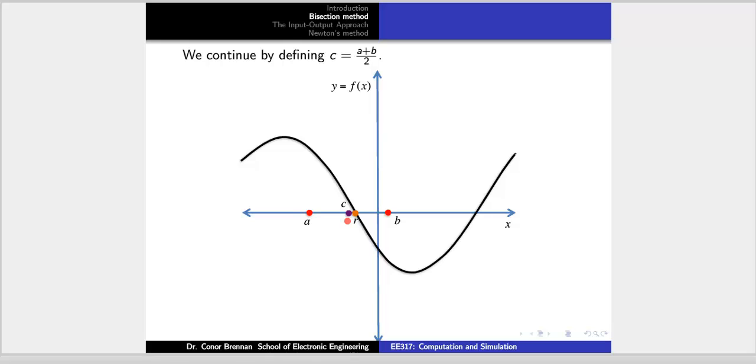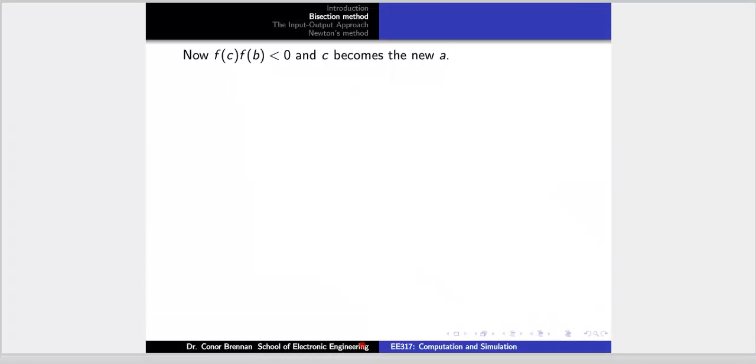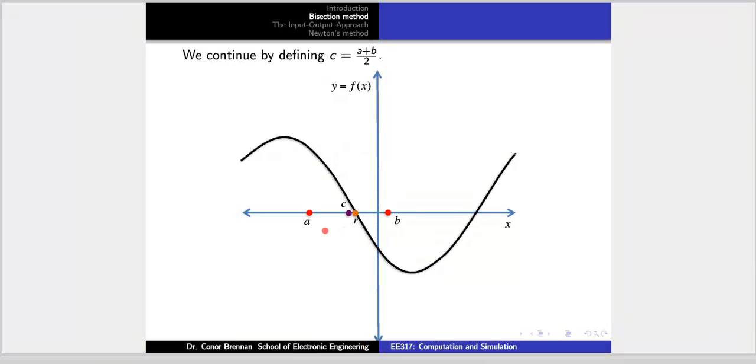And we get C here, in this particular example I'm looking at. In this case, we now have f of A is positive, f of C is positive, f of B is negative. That means there must be a root between C and B, because the product of f of B and f of C is negative. f of B is negative, f of C is positive, so the root must lie between C and B. So in this case, we replace A with C, and our interval halves in size again.